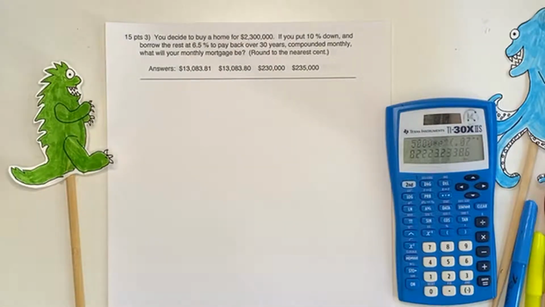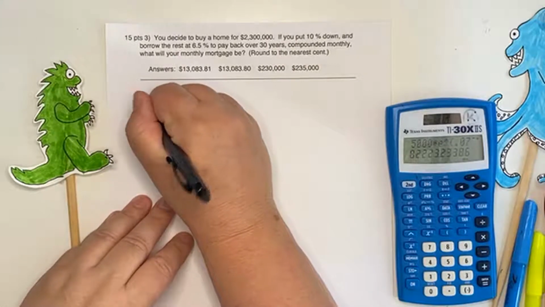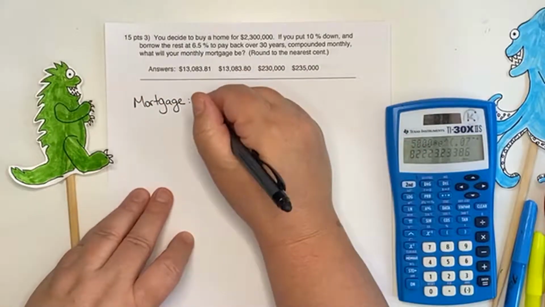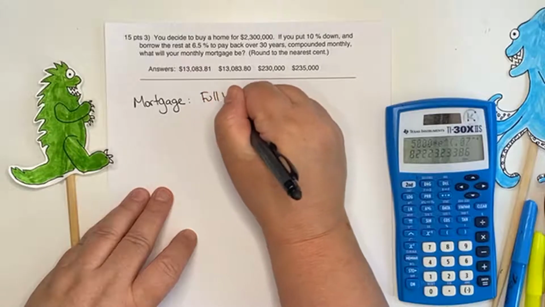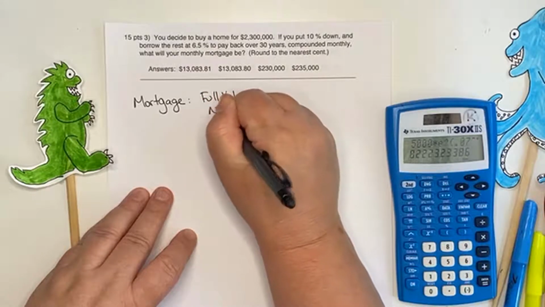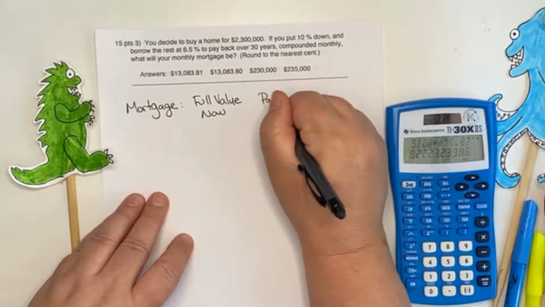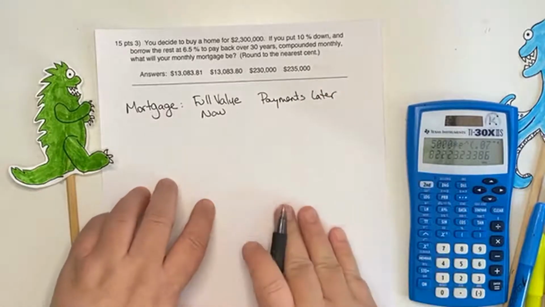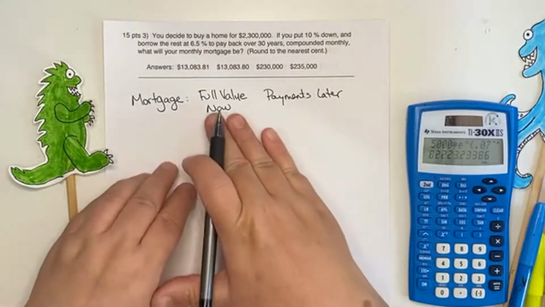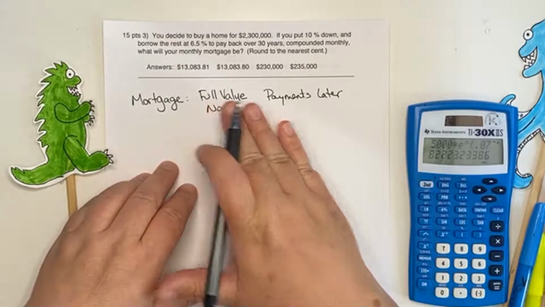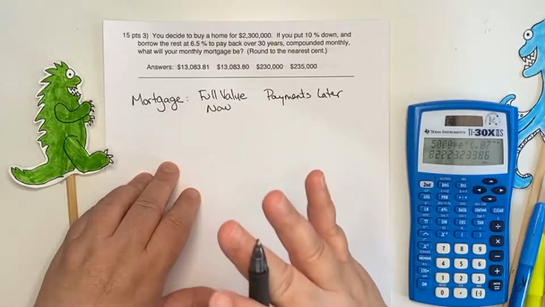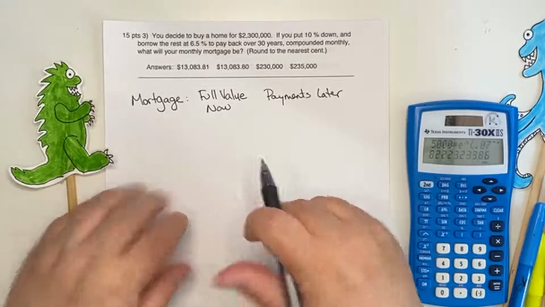So the good news is they're both going to involve the same concept. And remember that when you're talking about a mortgage, you need the full value now and the payments later. So you're not saving up for something. You are looking at the value of the house now and then use payments to pay it off. So with mortgages, this is a present value.